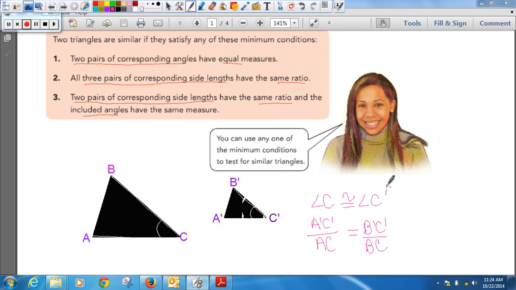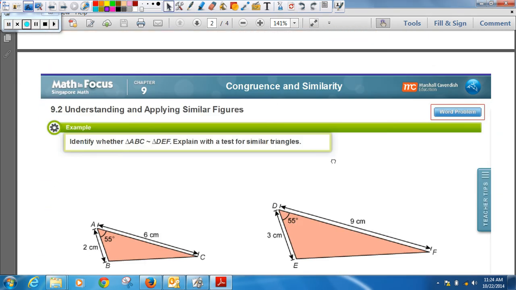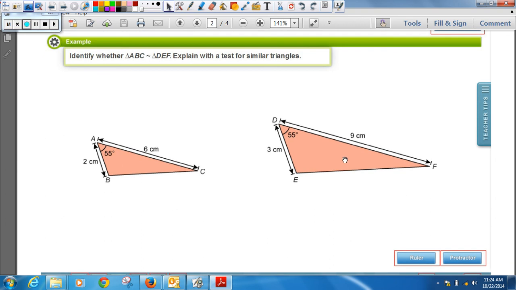So here you have to know one angle, that's the included angle, is congruent, and then the ratio of the sides then are congruent or equal. So if we put these into practice, it says identify whether the triangles are similar. We're going to use one of those three tests.